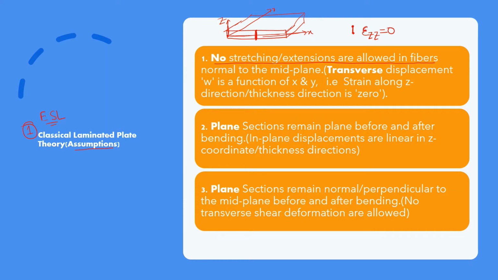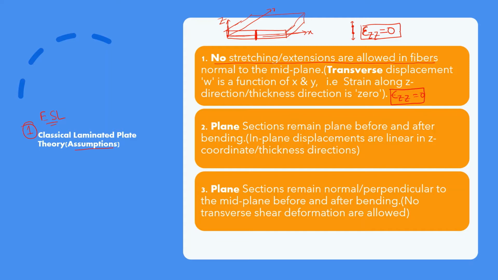This states that no stretching is allowed in the vertical direction, meaning the z direction. That is, the strain along z is equal to 0. This is the conclusion from this first assumption. So what is stated: epsilon zz is equal to 0.